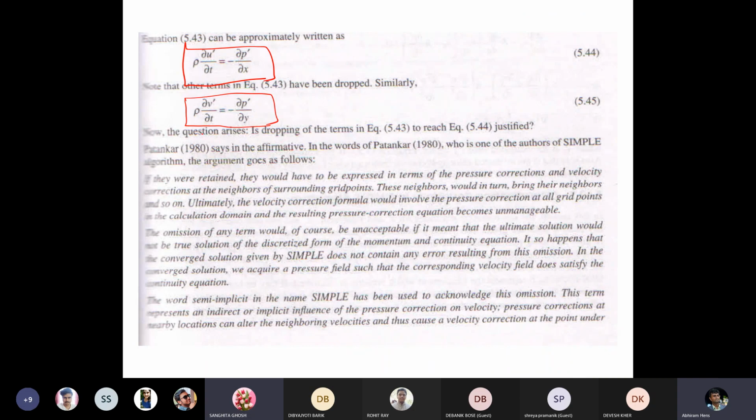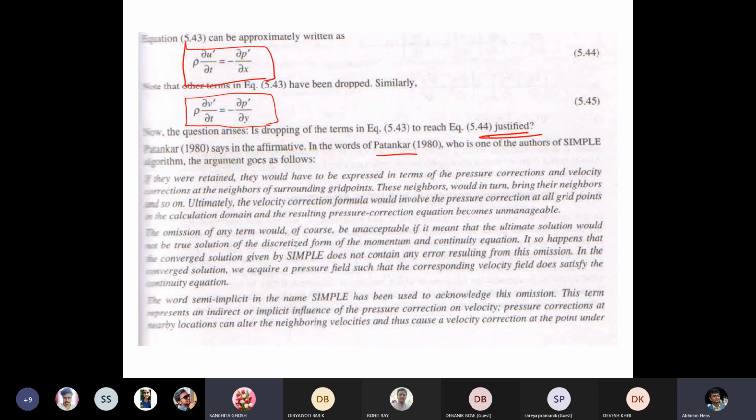Now, there may be a question whether this approximation, or dropping of these terms, is justified or not. That is the big question, whether you can do it or not. Here some lines are quoted from that very famous paper of Patankar in the 1980s. He says that yes, this can be justified. He says it is affirmative. In the words of Patankar, one of the authors of the SIMPLE algorithm, the argument goes as follows. These lines are directly quoted from that famous scientific paper. Let me read it out, then I will discuss it later.